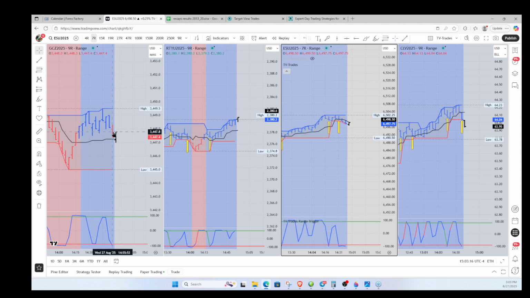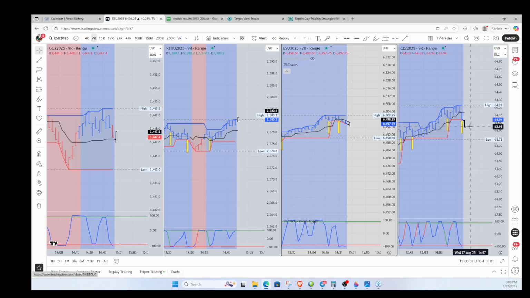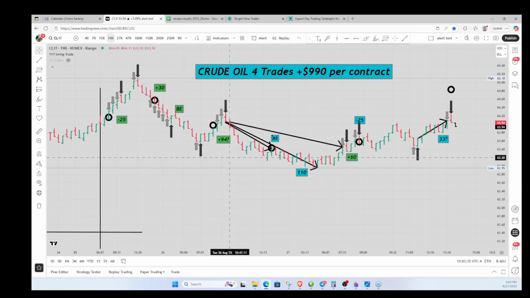The gold is about to give us an up close here, and if it does give us the up close, that will be a long trade. It hasn't triggered yet, though. Okay, 47 up to 48.0 is what you're going to be looking to enter at. Now, let me jump back over here for a minute. I showed you all this with crude oil. Now I want to show you something else.